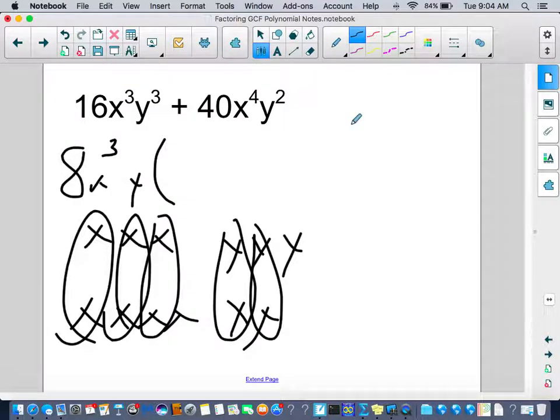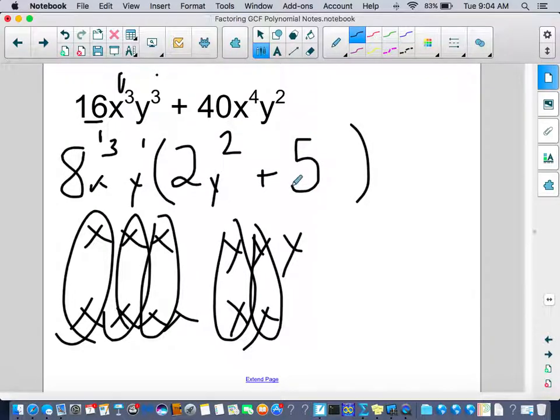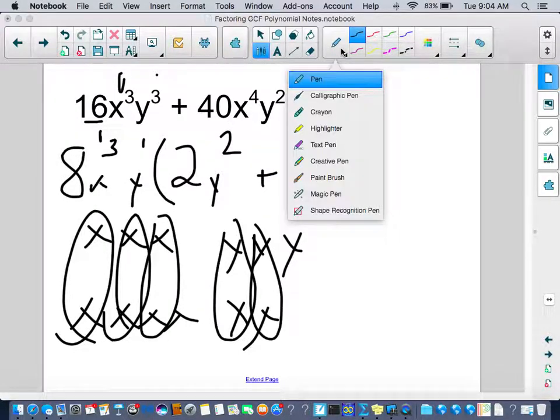Okay, so now in parentheses, I put what is left. So 8 times what number is 16? 2. Do I need any more x's? No, because there's 3 here and I pulled 3 out, so I don't need any more x's. But I only have 1 y on the outside and I need 3, so I need 2 more. Plus 8 times what number is 40? 5.